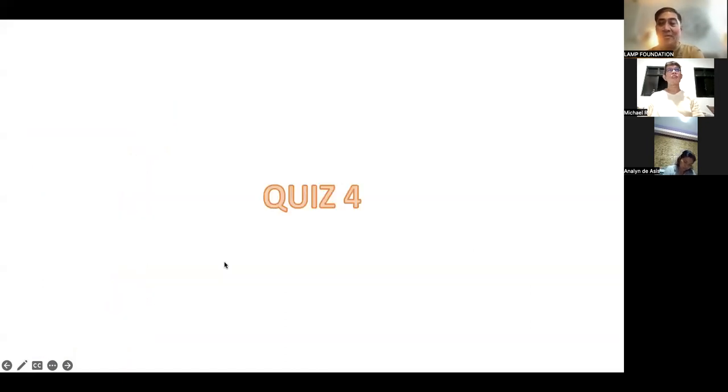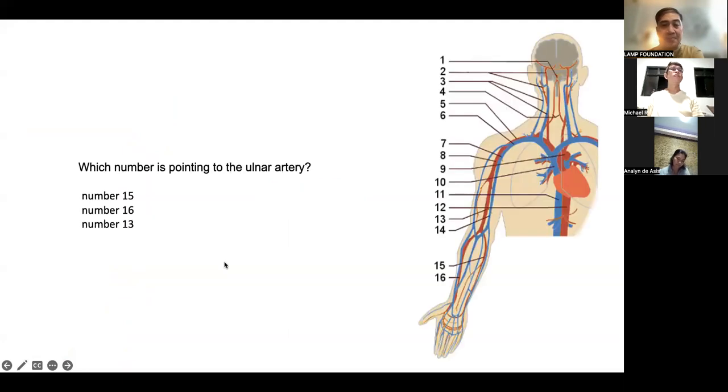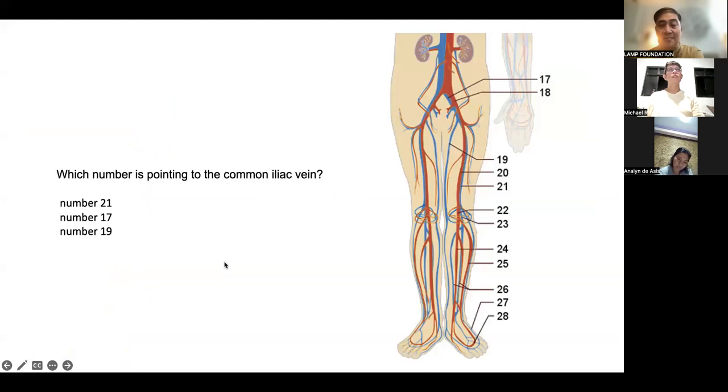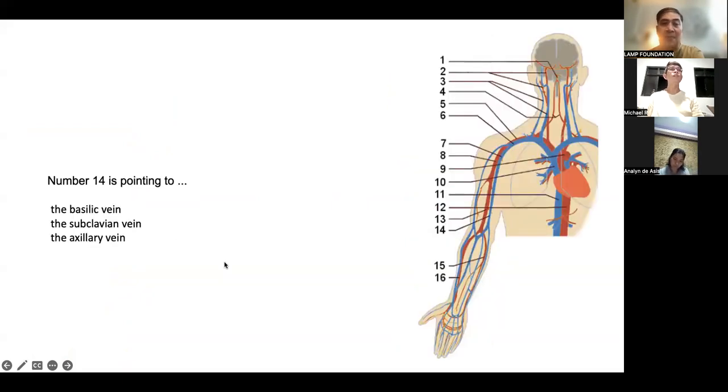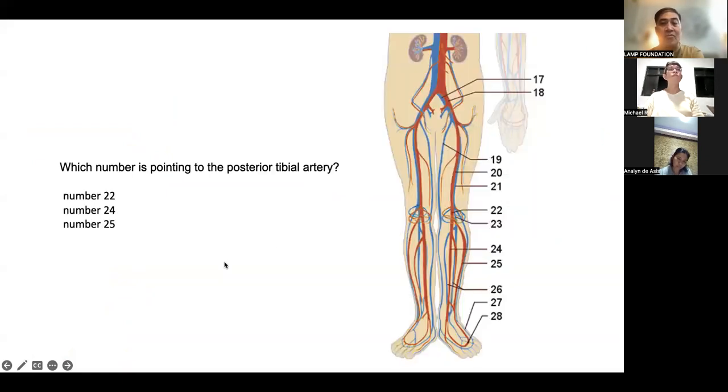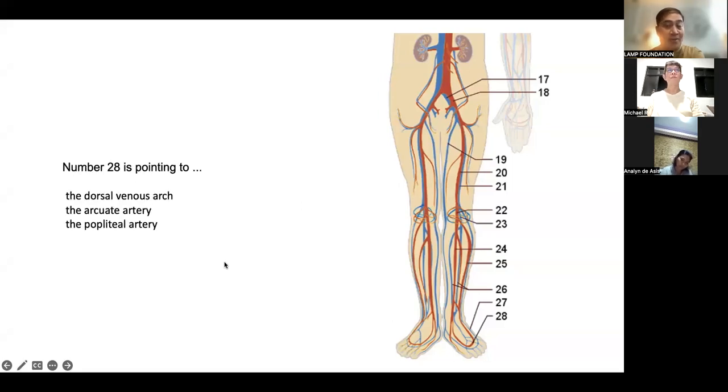Which number is pointing to the ulnar artery? Number 15. Which number is pointing to the common iliac vein? Number 17. Number 18 is pointing to? Common iliac artery. Remember the ileum? Number 14 is pointing to? Basilic vein. Which number is pointing to the posterior tibial artery? Number 25. Number 28 is pointing to?